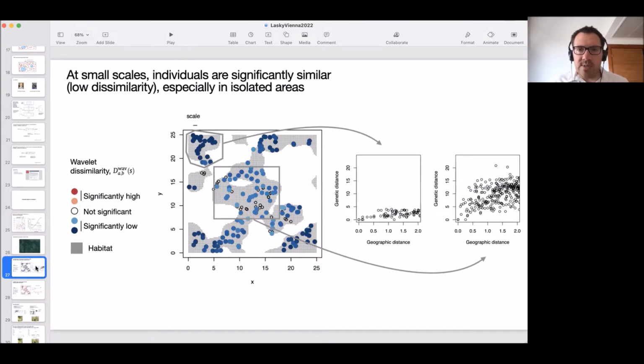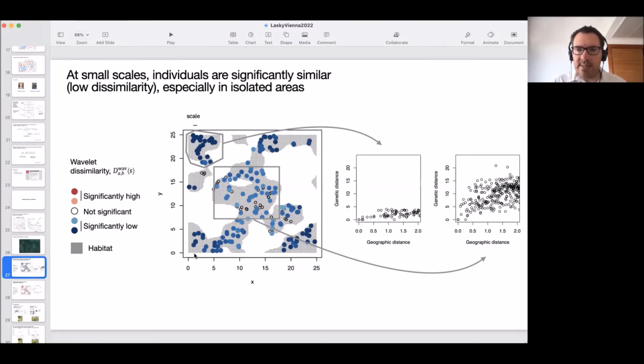What I'm showing you here is that each circle is an individual sampled from across the landscape. We calculate the wavelet dissimilarity centered at that individual's location at a given scale, and the colors indicate the relative variation in that wavelet dissimilarity. Because they're blue, that means they all have significantly less dissimilarity than expected. That is, nearby genotypes are more similar than you expect.